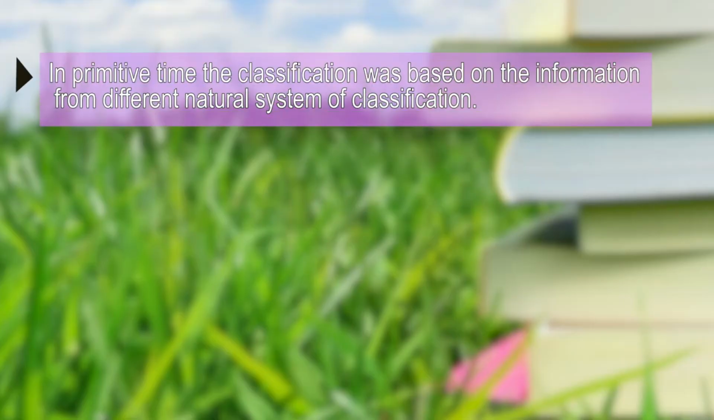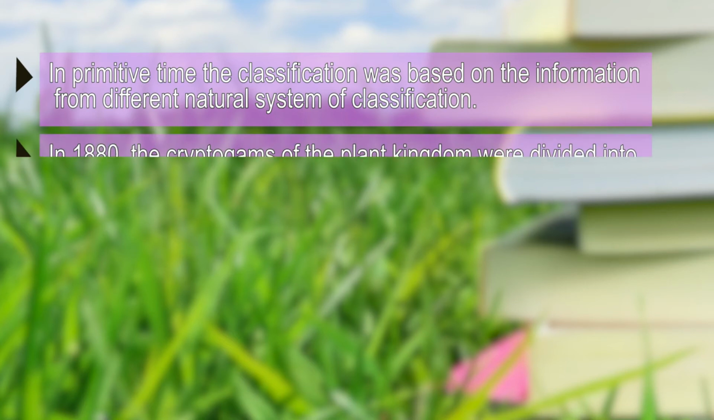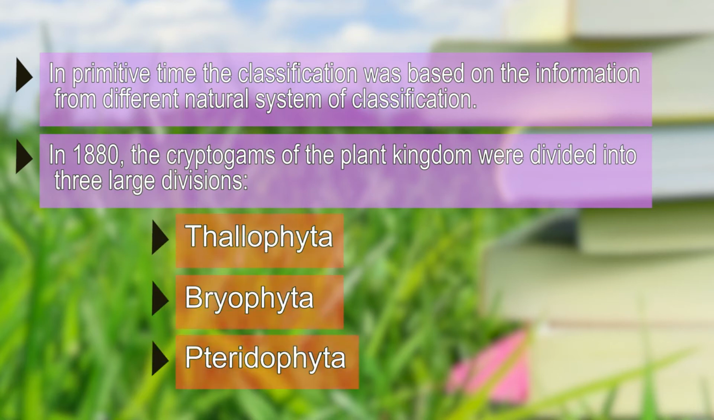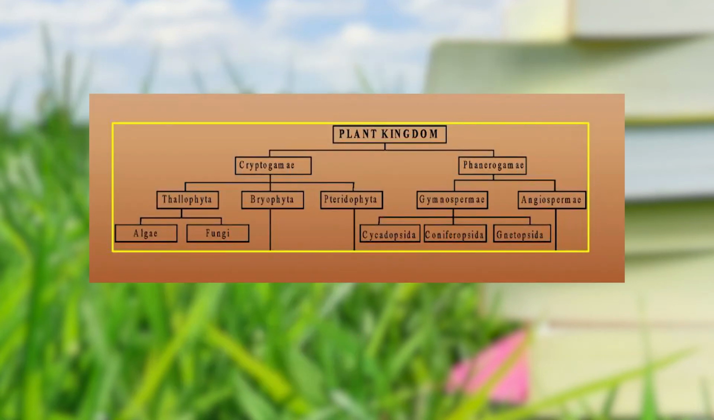Now we will be talking about the classification of pteridophyte. In primitive time, the classification was based on the information that we got from the natural system of classification. In primitive time, the plant kingdom was divided into Thallophyta, Bryophyta and Pteridophyta. If you look at this, you can see the whole plant kingdom. We have two parts: one is the cryptogams and one is the phanerogams.